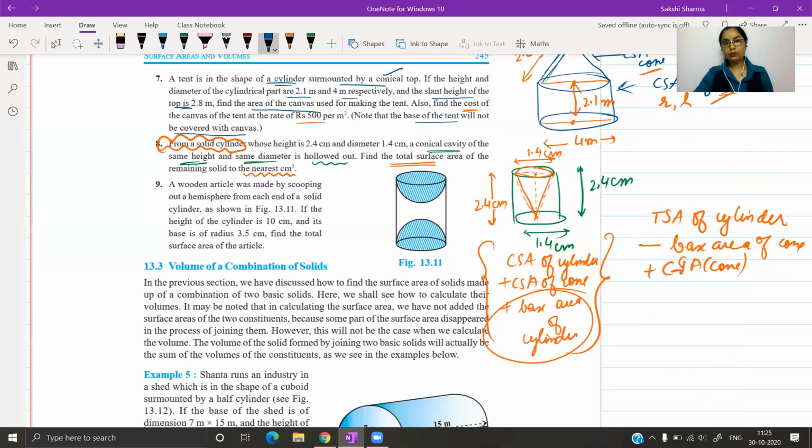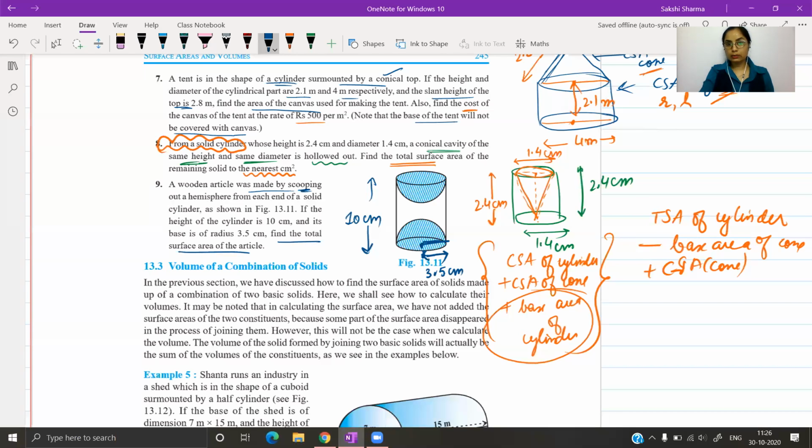Last question. A wooden article was made by scooping out hemispheres from each end of a solid cylinder, as shown in this figure over here. The height of the cylinder is 10 centimeters and the base radius is 3.5. So the radius of the base, you can just mark. This is 3.5 centimeters. This will also act as the radius for the hemispherical parts. You have to find out the total surface area of this article.